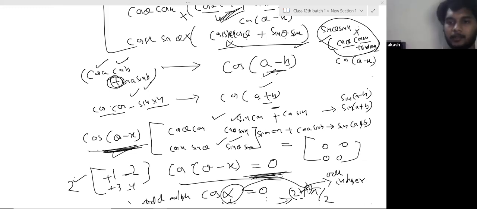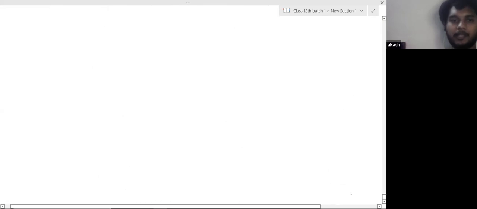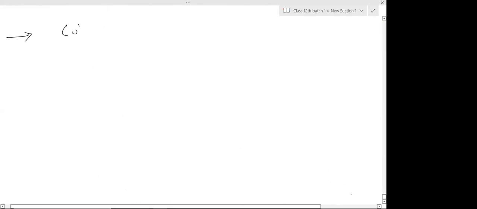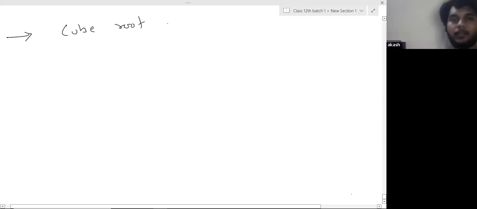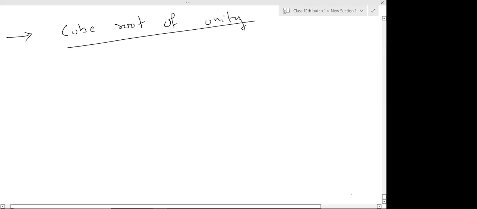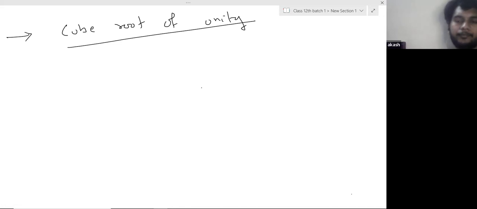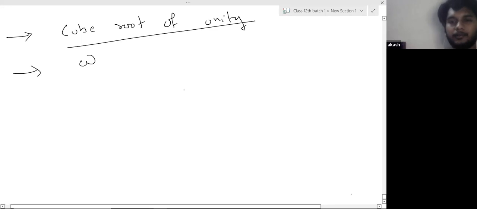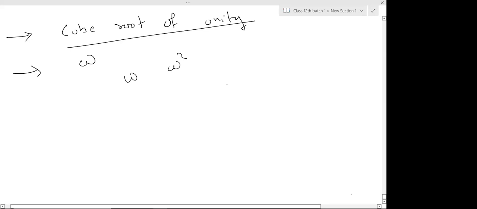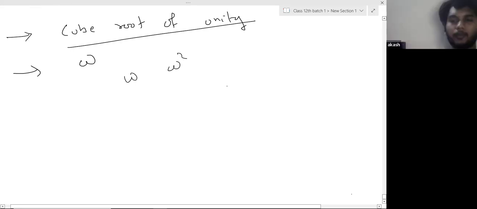Now let's learn something new. You remember there was a chapter called complex numbers in 11th? There is a thing called cube root of unity. Anyone knows about this? Root of complex numbers. Shikhani, your voice is very low. They wrote this as omega. You must have seen somewhere omega square like this. These are called the cube root of unity.